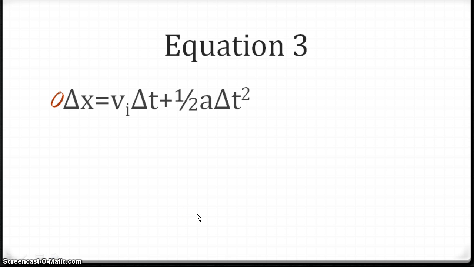The third equation says that delta x equals the initial velocity times delta t plus 1/2 times the acceleration times delta t squared. This equation can be used when you're solving for delta x and you're solving without the final velocity.